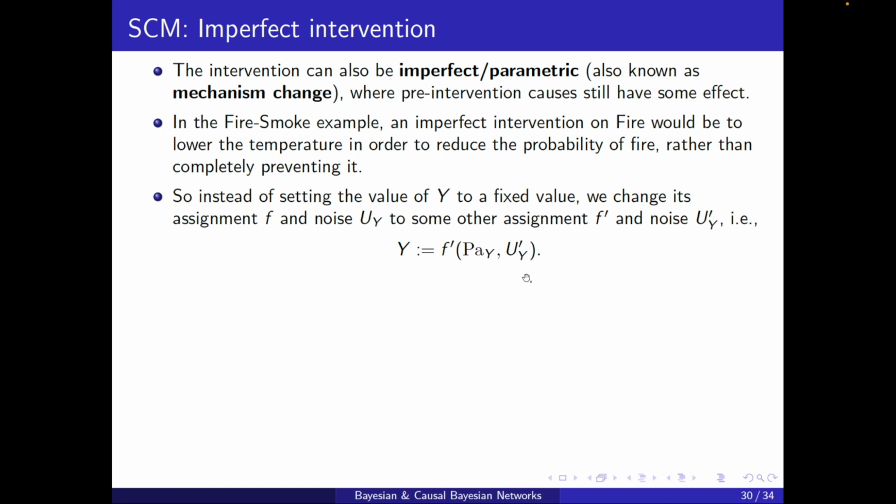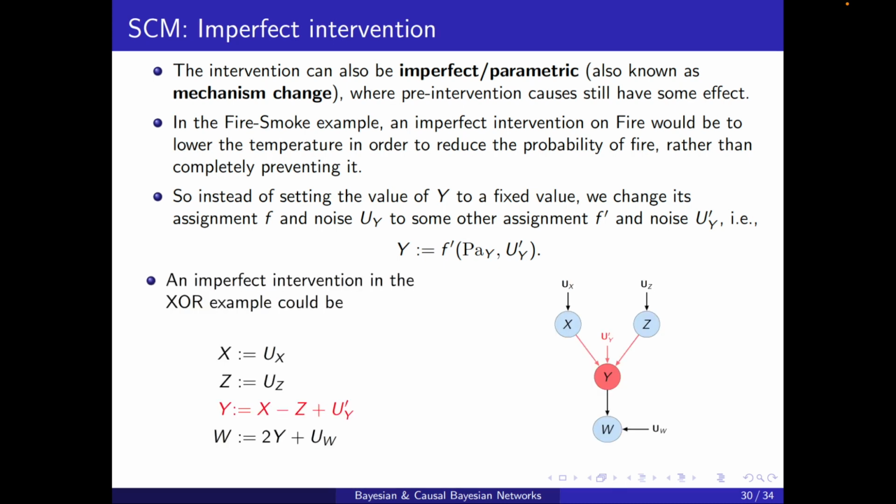So, in some cases, f prime may equal f or u prime may equal u, but the point is that you see here, parents of y still appear. At least some of them will remain here. Just the mechanism of how y is generated from its parents is changed. This is the mechanism. And this change of mechanism may appear as a parametric form.